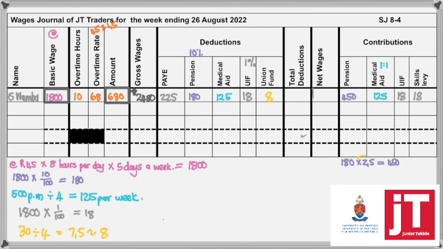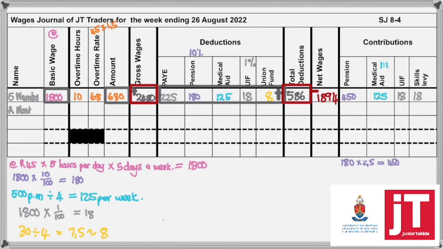And then your total deductions, yet again, just add all of your deductions together. So the pay as you earn plus your pension fund plus your medical aid plus UIF plus union funds gives us 586 Rand. To get your net wages, you have to take your gross salary minus your deductions. And that gives us a net wage per week of 1,894 Rand for Wemba.